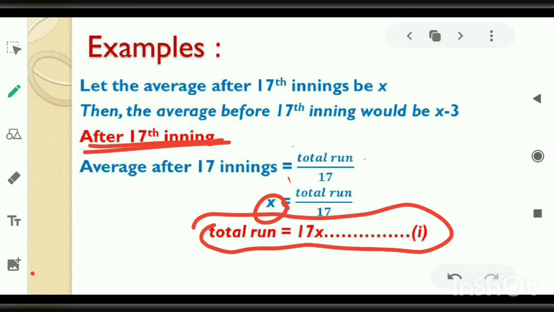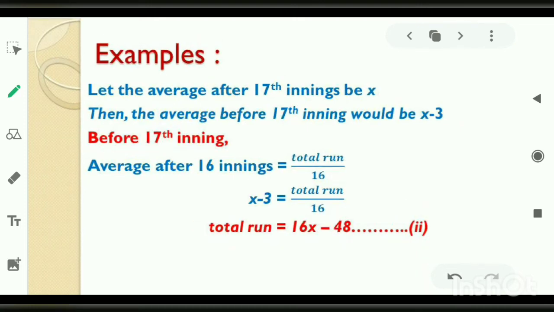Good. Let's find the total runs taken by the batsman during 16 innings. How to find it? We have assumed the average before the 17th inning, which is nothing but the average before the 16th inning, right? Good.